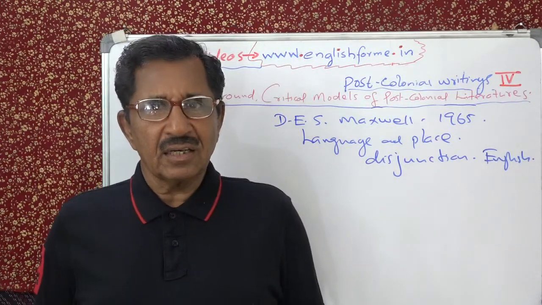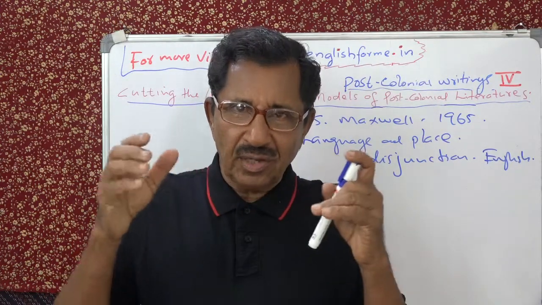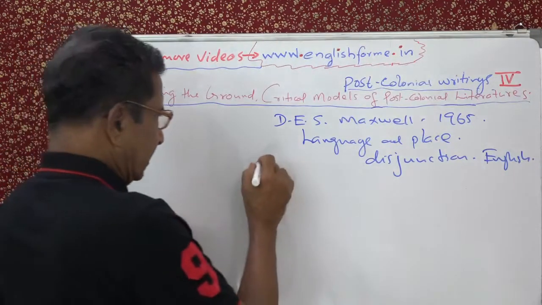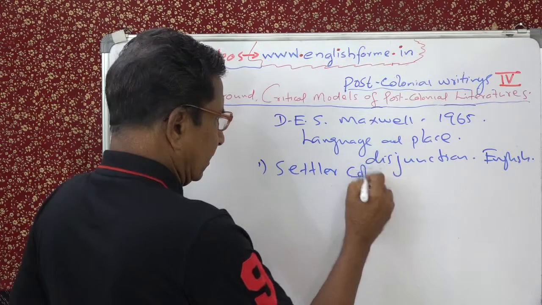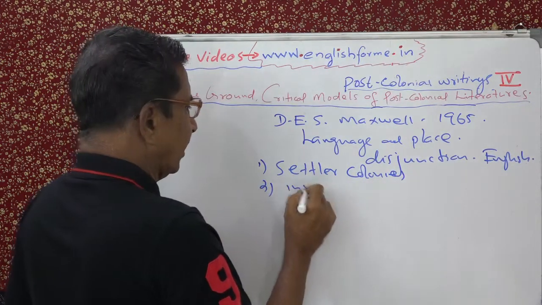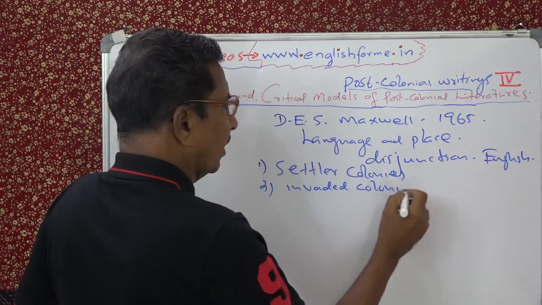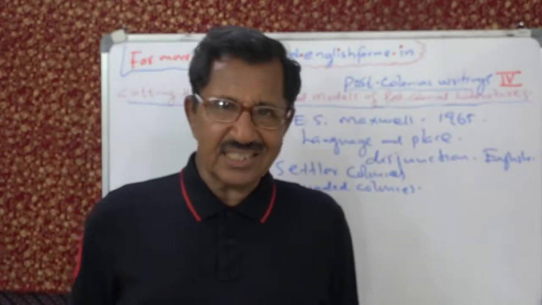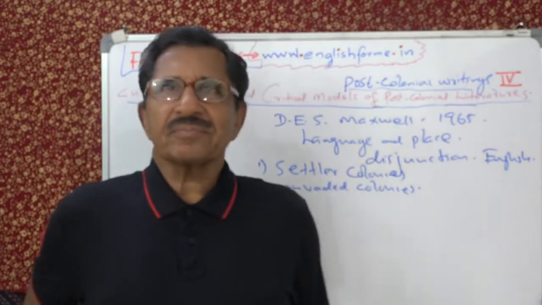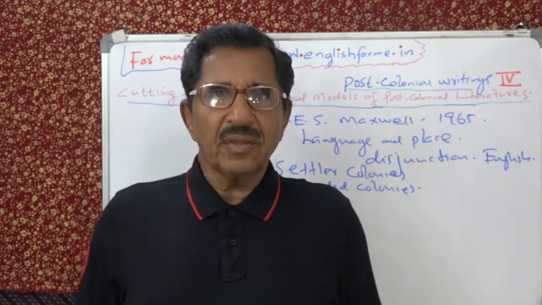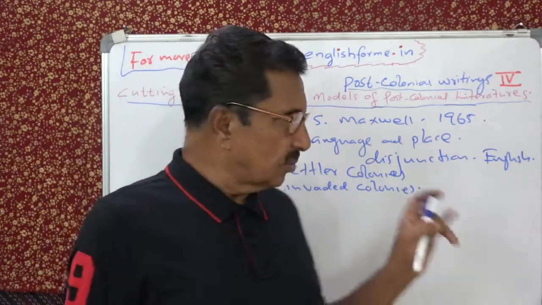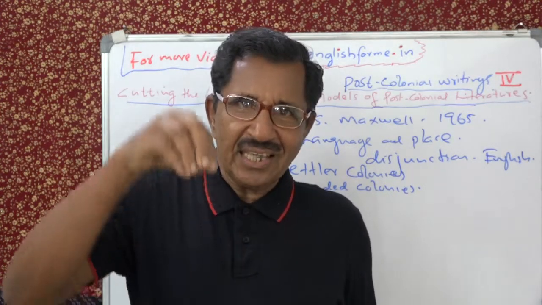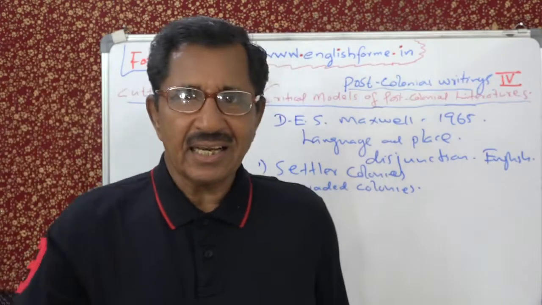Now you can see Maxwell groups these post-colonial countries into two. One is settler colonies, and the second is invaded colonies. In the first you have America, Canada, New Zealand, and Australia. These are settler colonies. So what happened there is that people from England or other parts of Europe landed in these places, America, etc. With them they carried their language. So they brought their language, the settlers' language, to an alien country.